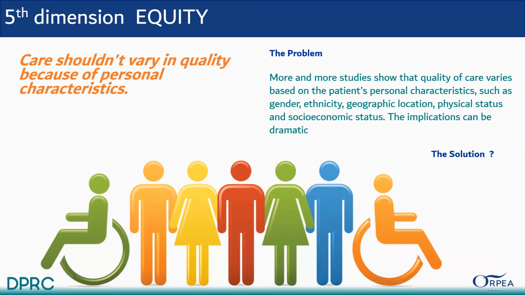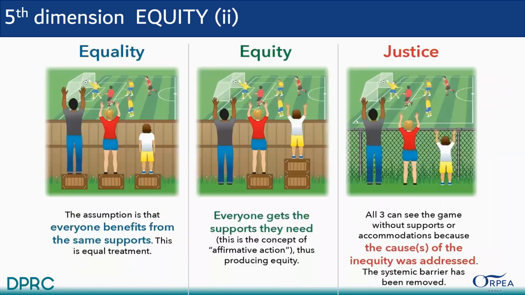So the solution here is, when the patient knocks at the door of any hospital or healthcare facility, we need to provide them quality care, and our care should never be compromised based on the characteristics or nature of the patient. So we need to always have equity in our care. So the fifth dimension is equity.